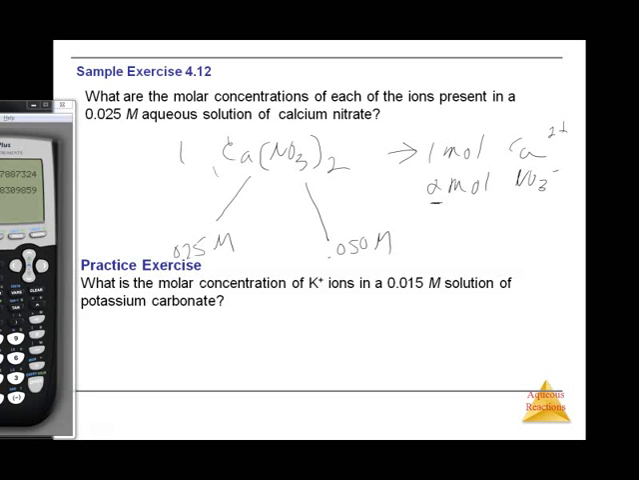Alright, so what is the molar concentration of potassium ions in 0.015 molar potassium carbonate? Same kind of thing. I have potassium, K2CO3. I need 2 of those because carbonate's a -2. So if this is a 0.015 molar, for every one of these I'm going to have 2 K pluses, so it's going to be double that, or 0.030 molar.